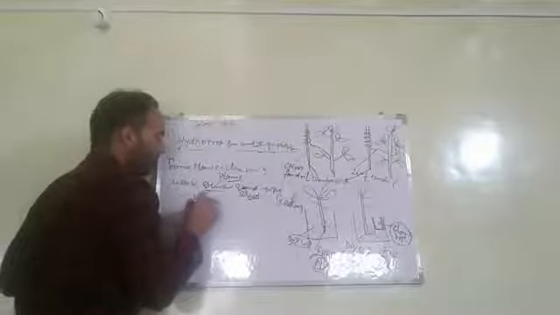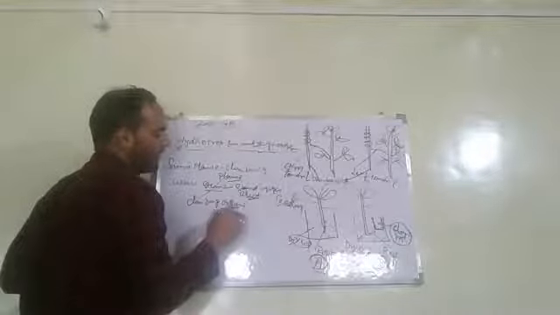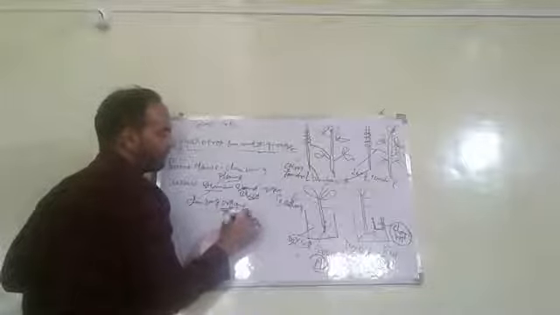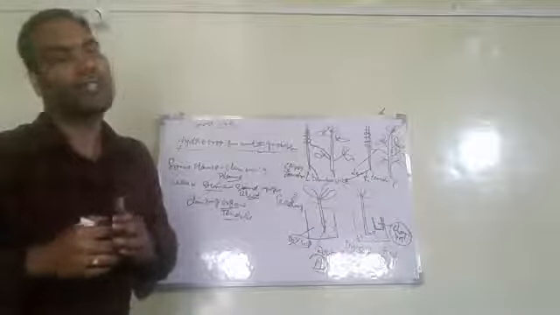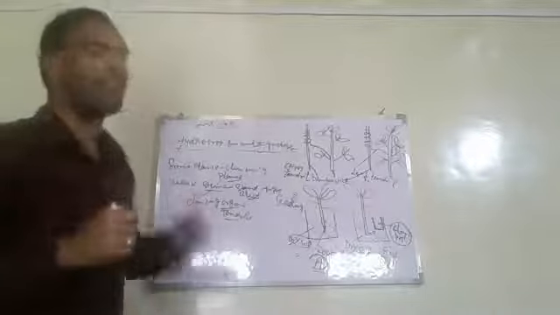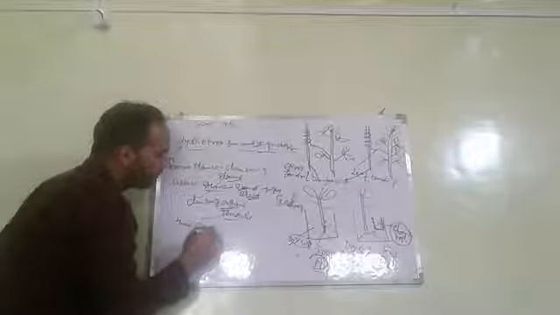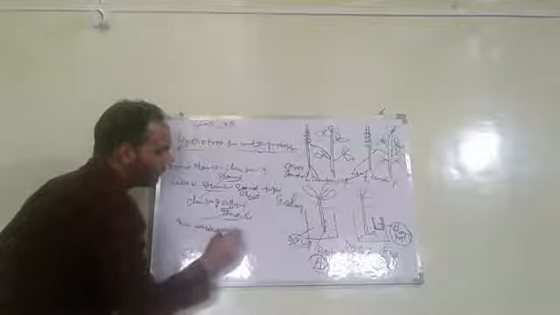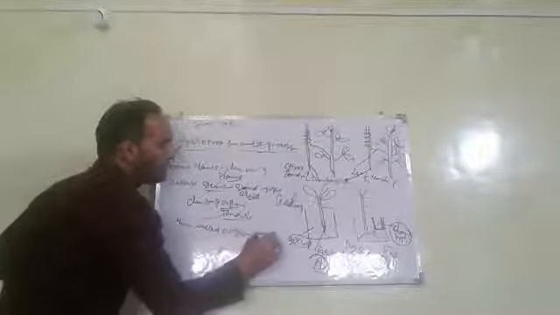These climbing plants contain climbing organs. These climbing organs are called tendrils. Now, what are these tendrils? These tendrils are simply thin-walled outgrowths on the leaves or stems of a plant.